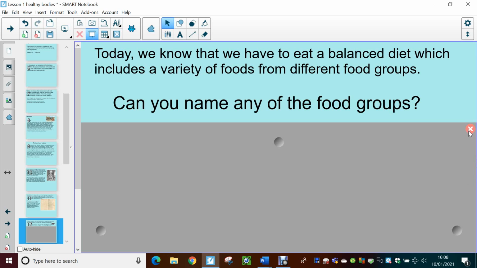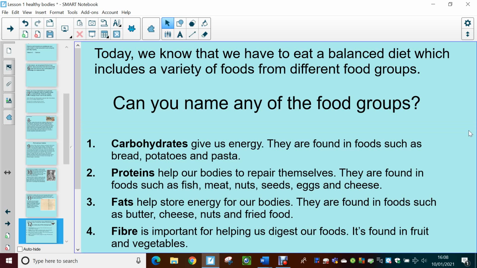So well done if you came up with any of this. So, carbohydrates, they give us energy and can be found in foods such as bread, potatoes, and pasta. Proteins help our bodies to repair themselves. They're found in foods such as fish, meat, nuts, seeds, eggs, and cheese. Fats help store energy for our bodies. They are found in foods such as butter, cheese, nuts, and fried food. And fibre, really important to help us digest our foods and can be found in fruit and vegetables.